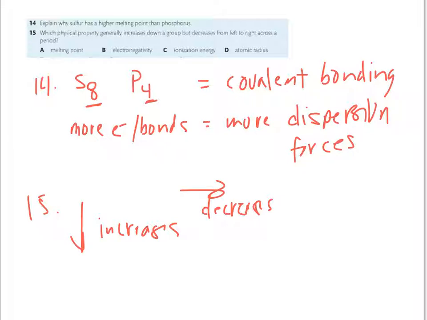Melting point, not consistent, varies with metals versus nonmetals, so that's not going to hold true. Electronegativity actually decreases down and increases across. Ionization energy has the same trend, decreases down and increases across. It's atomic radius, or D, that increases down as you add an energy level, but decreases across as the effective nuclear charge increases.